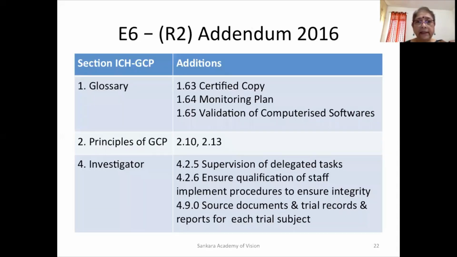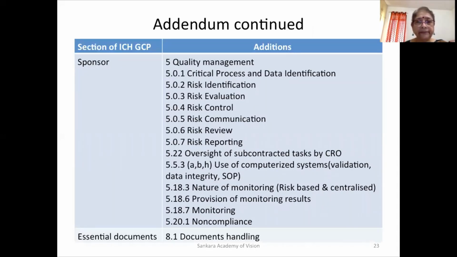So the glossary added this. I'll just skip through very fast because these are only the points which are added in each part, like glossary, principles of GCP, investigator, and the responsibility of the sponsor. So many were added. And you can see from the slide itself that there's a lot of emphasis given to risk identification, risk evaluation, control, communication, review, reporting, etc. Then the oversight of subcontractor tasks also became a job for the sponsor.